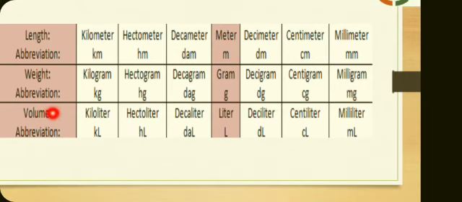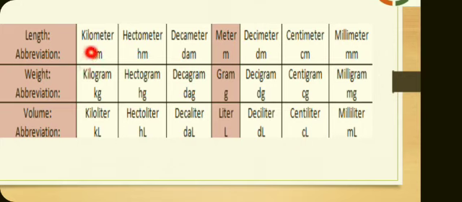Next one is volume. The largest unit is the kiloliter. The smallest unit is the milliliter. Kiloliter can be written as kl and hectoliter can be written as hl. Decaliter can be written as dal. Liter can be written as l. Deciliter can be written as dl. Centiliter can be written as cl. Milliliter can be written as ml.